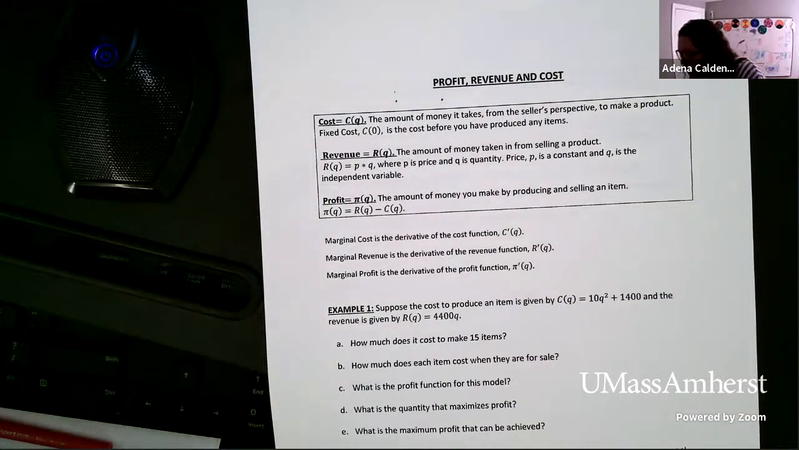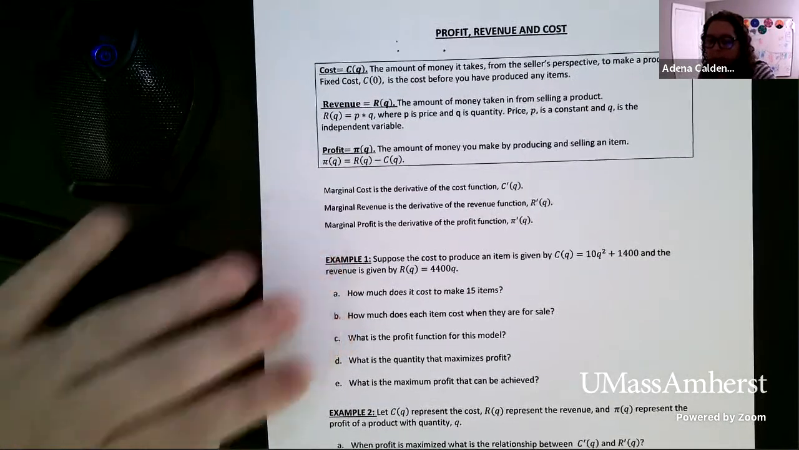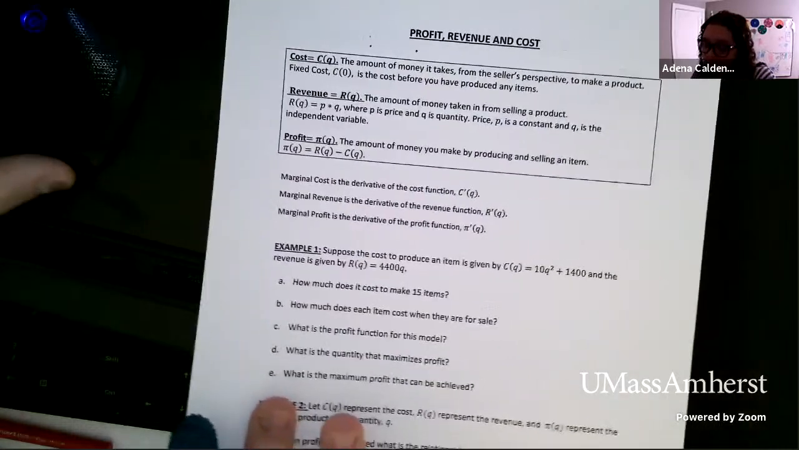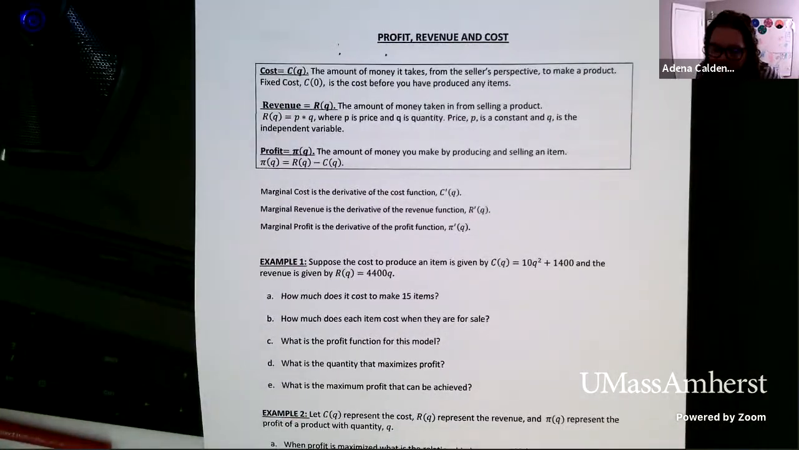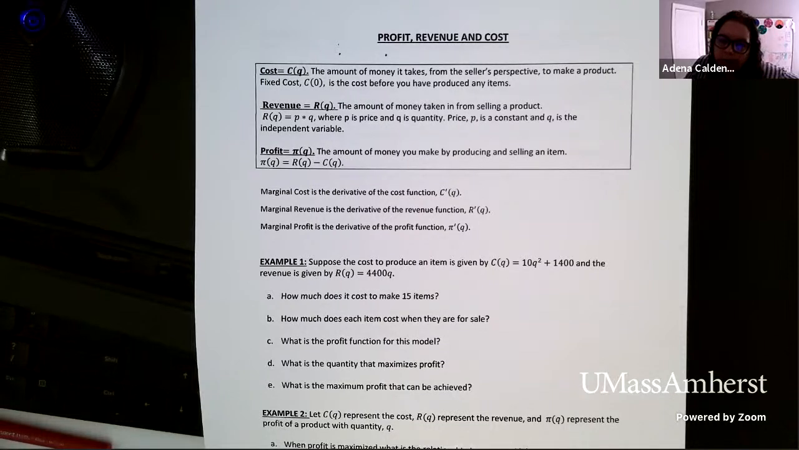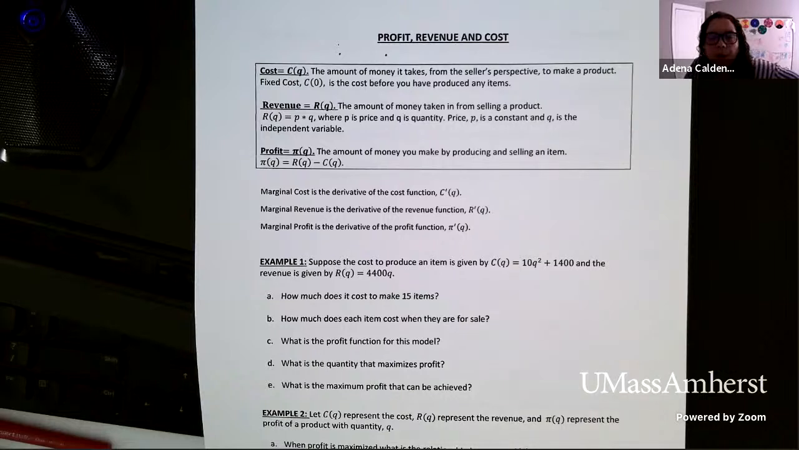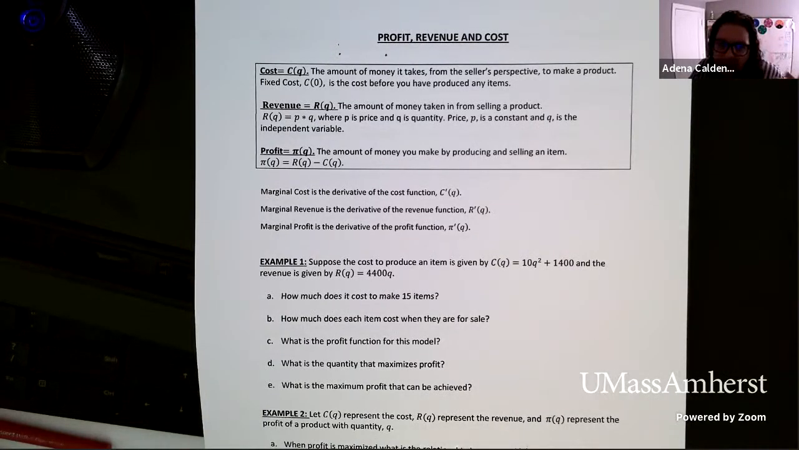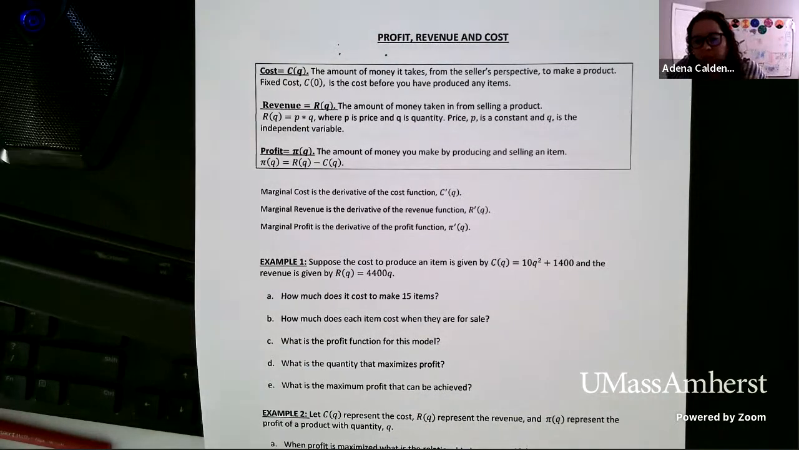Okay, so as we think about these in context, I want to remind you about the definitions we have and what we know so far. We're talking about profit, revenue, and cost when we talk about business and/or economics. Your cost function is the amount of money it takes from your own selling perspective to make a product. So if you're making bowls, you're thinking about all the costs that are associated with making and selling bowls, right? And there's a couple of tangential definitions we have.